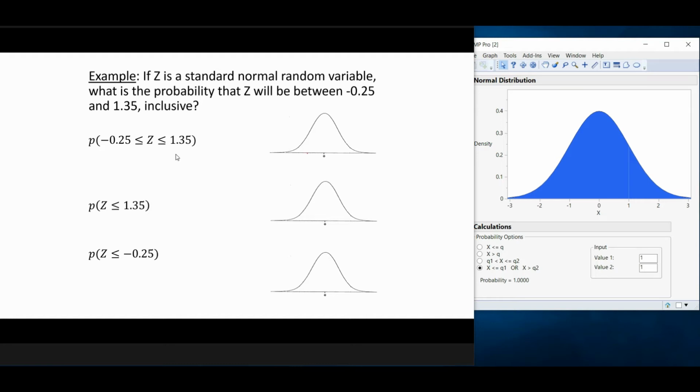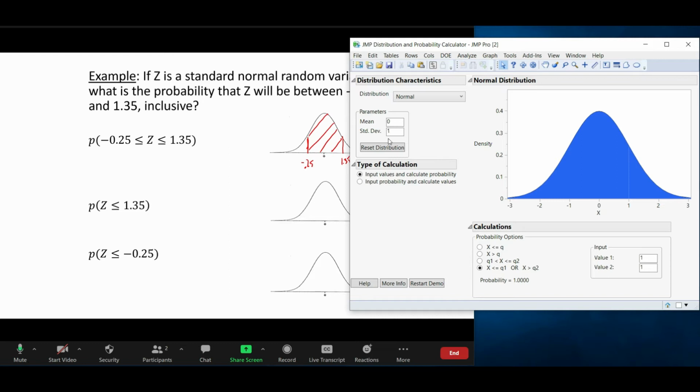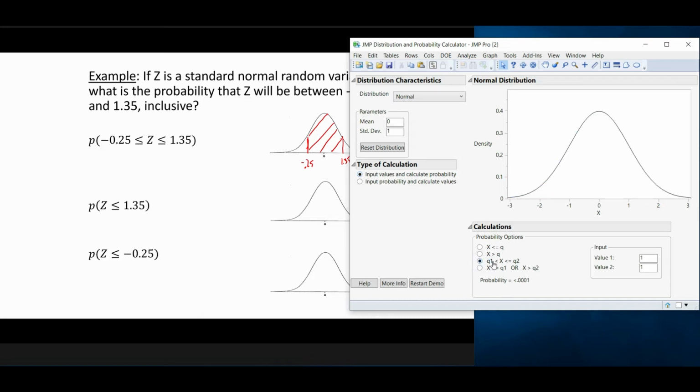So here I'm looking at the area between negative 0.25 and 1.35. Right? That's the area that I want from that probability statement. And that's helpful for me to know, because now when I go into JMP, I can identify the correct setup for this calculation. So I'll leave it as standard normal 0, 1. I'm going to get a probability that represents an area. I'm going to choose that area to be between these 2 points that it calls Q1 and Q2.